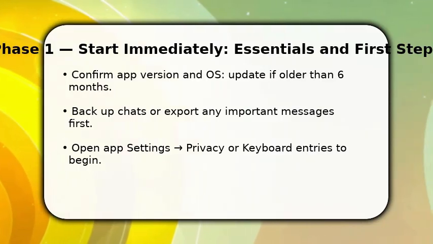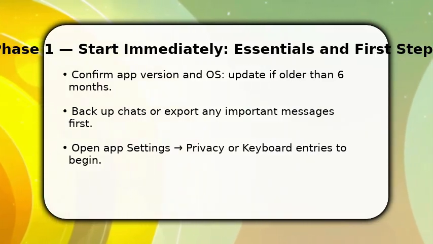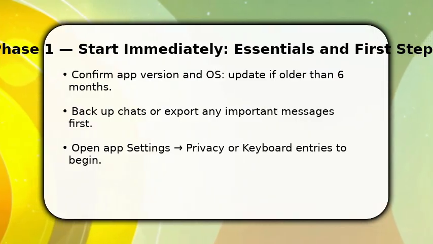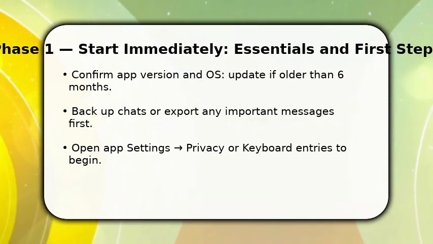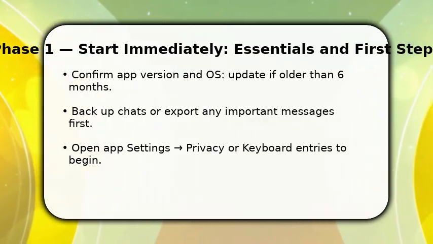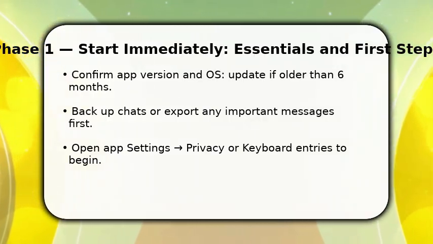Then open the app and go straight to settings. Look for privacy, keyboard, or chat options. These are where emoji history controls hide. Make sure you have device passcode or account credentials ready, because some platforms require verification.